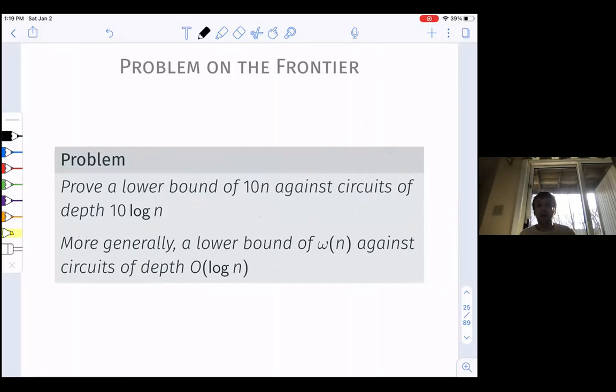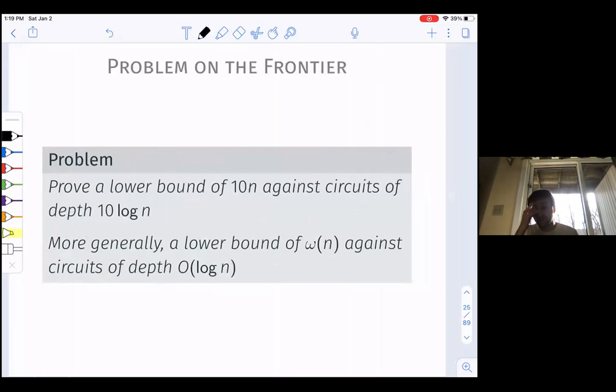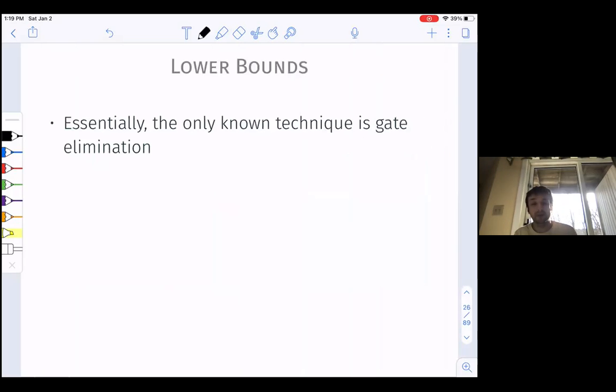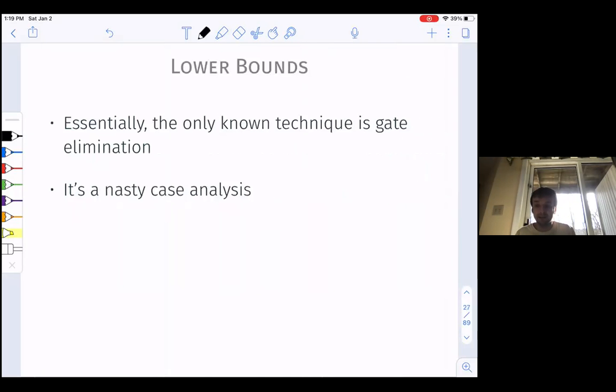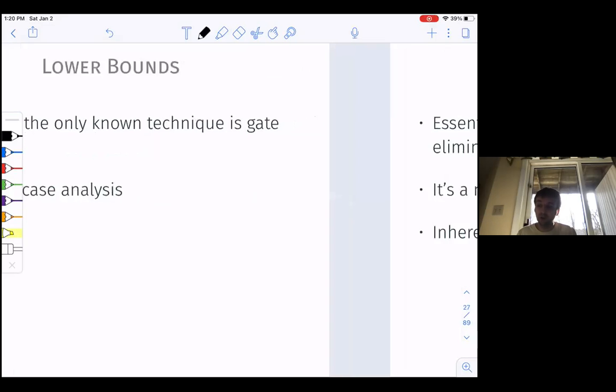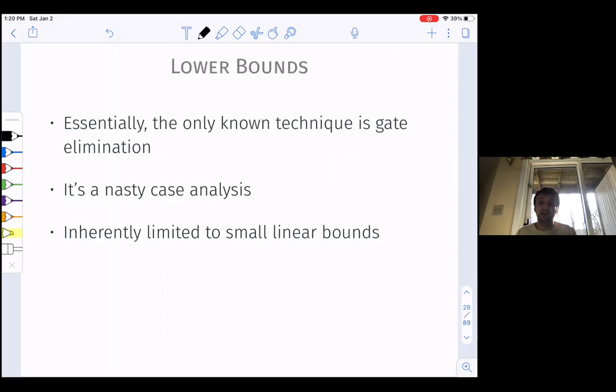Okay, so why can't we prove interesting circuit lower bounds? For proving lower bounds against these unbounded depth circuits, the only known technique is gate elimination. And this technique is just actually an ugly case analysis. We don't want to do this, and moreover, now we know that this technique cannot prove interesting circuit lower bounds. It cannot lead to circuit lower bounds better than, say, 5n.